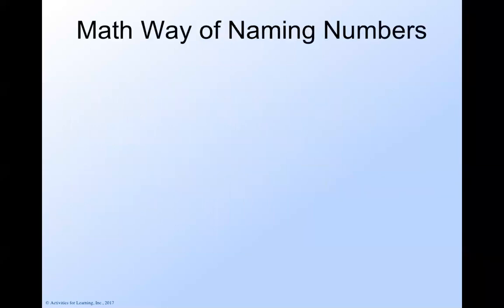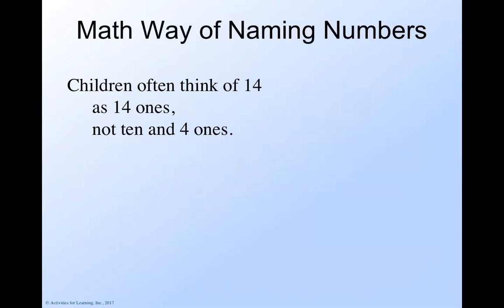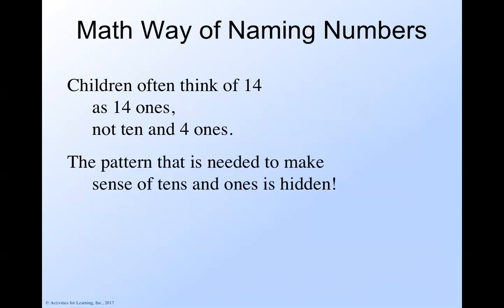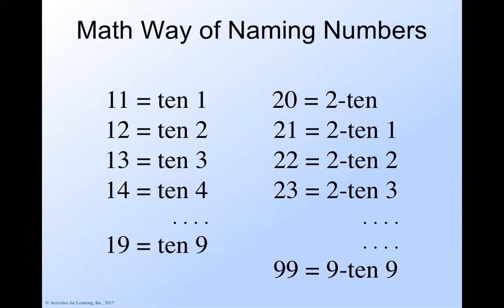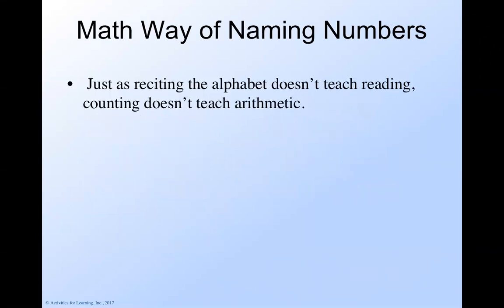Okay, another foundational concept is transparent number naming, or the math way of naming numbers. A lot of times, children think of 14 as 14 ones instead of 10 and 4 ones. The pattern that's needed to make sense of 10s and 1s is hidden in our English language. So we're going to expose that for the kids. Just like reciting the alphabet doesn't teach reading, counting doesn't teach arithmetic.